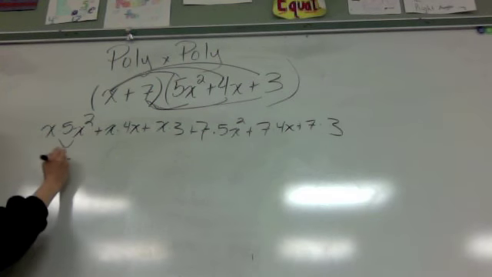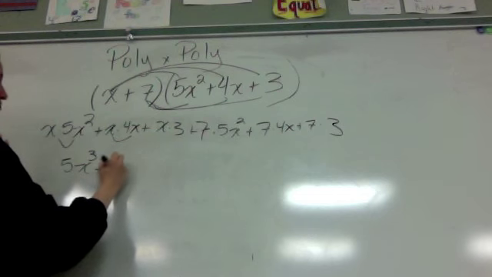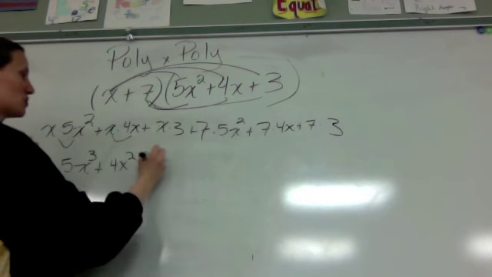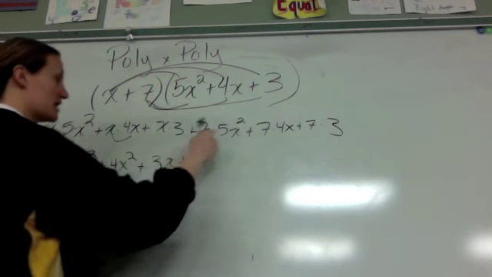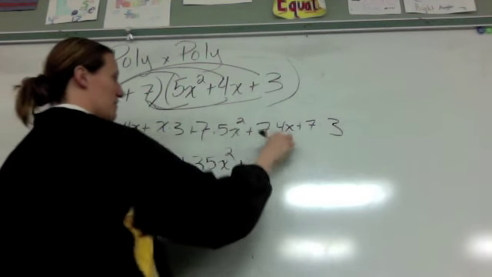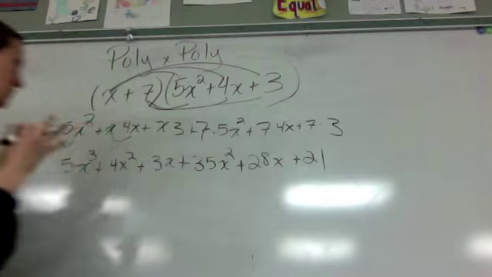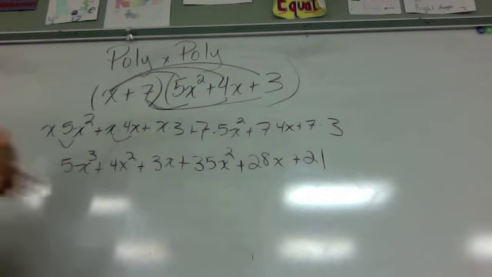Multiply this, you get 5x to the third. X times 4x is 4x squared. X times 3 is just 3x, plus 7 times 5, that's 35x squared, plus 7 times 4x is 28x, plus 21. Now you have to go through and look and find your like terms.